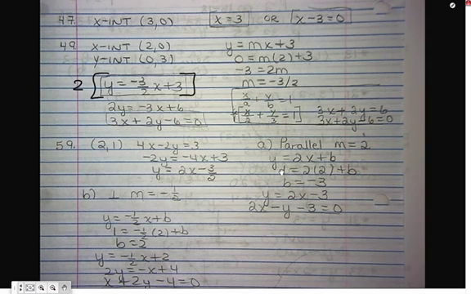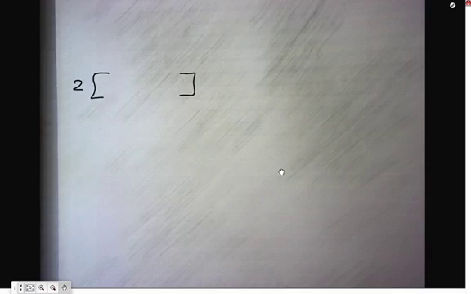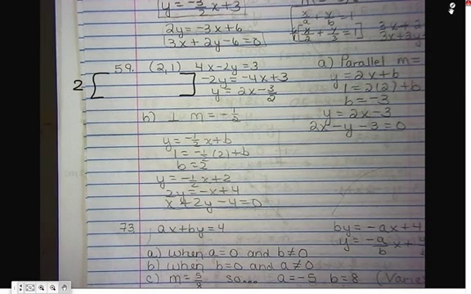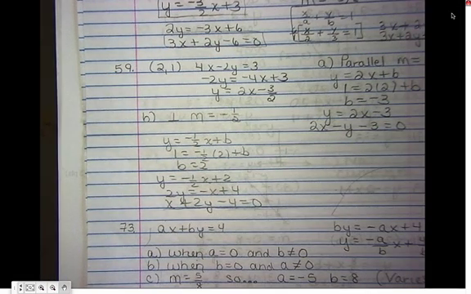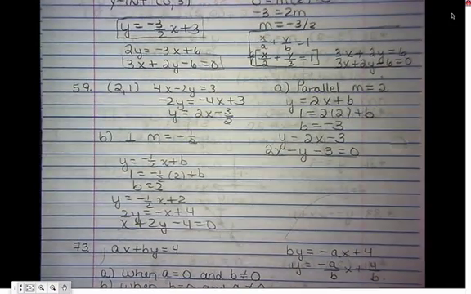Okay. All right, 59 is the other question. And this one asks for lines parallel and perpendicular to a given line. So the first thing you have to do is steal the slope from the given line. So I solved it, put it in y equals mx plus b, so I know the m is 2. So if I want a line parallel, I know the slope's also going to be 2. But now they tell me the point it has to go through.